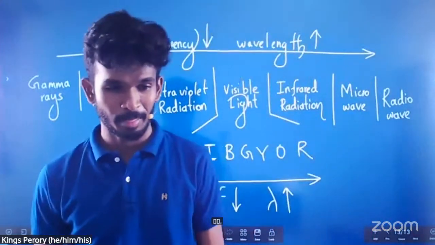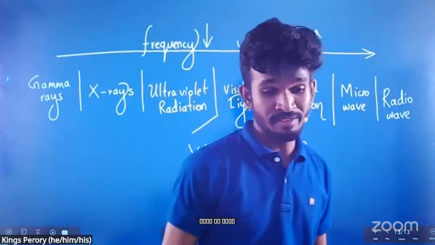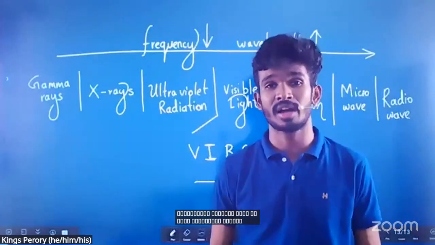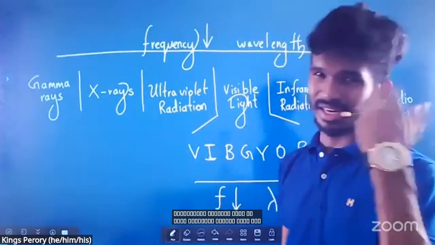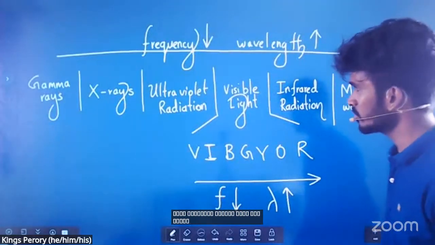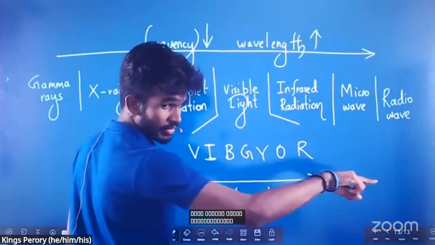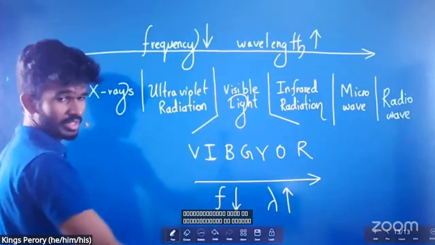Yeah, even some animals get triggered by the color red. You can trigger a bull using red color, but that's another story. So remember: violet, indigo, blue, green, yellow, orange, red. This way, frequency decreases and wavelength increases.